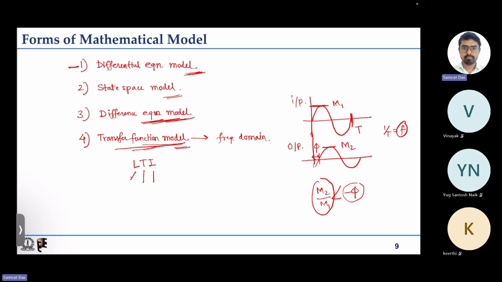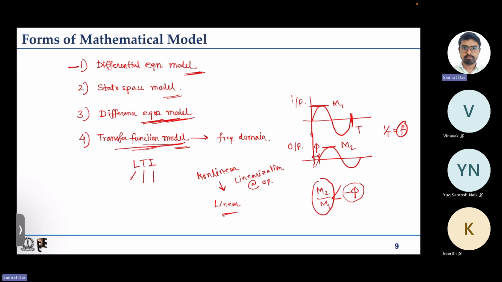And also one catch is that it's very easy to design controllers, and also it is intuitive compared to the other models. Typically, even if we have any nonlinear system, we want to linearize the system. So linearization is done around one operating point. The nonlinear system is represented as a linear system local to the operating point that we want.